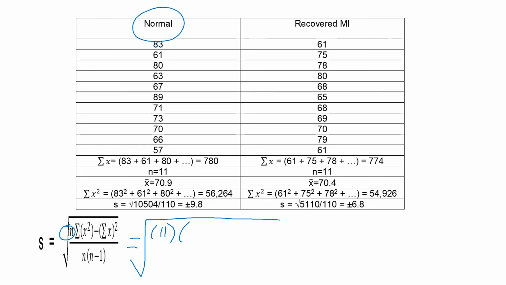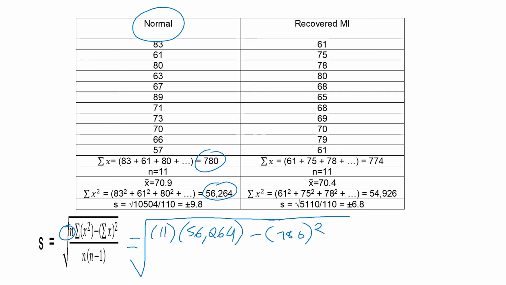Then you're going to multiply that by the summation of x squared. The summation of x squared is basically first squaring each data point and then summing those squared data points, which is 56,000. Then you're going to subtract. If we look right here, it says subtract your summation of your data points and then square that. The summation of my data points is 780, and I'm going to square that.